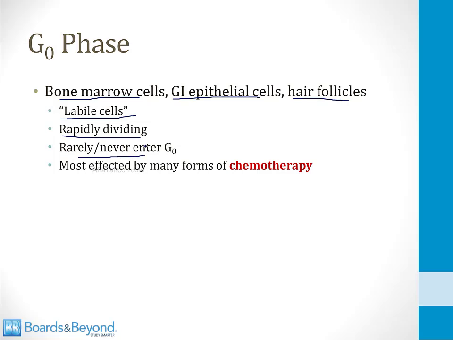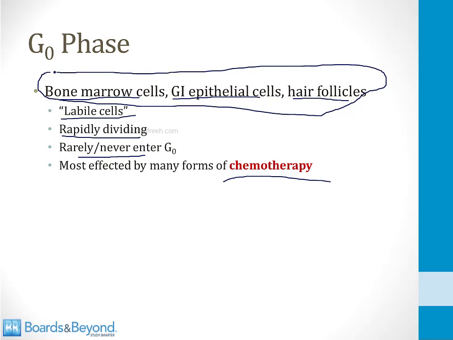And for this reason, these are the cell types that are most commonly affected by chemotherapy. In the hematology section, in the videos on chemotherapy drugs, I talk about these drugs which target rapidly dividing cells. This is helpful because they kill cancer cells, but these drugs also have adverse effects on these types of cells because they are rapidly dividing and are rarely in the G0 phase. And that's why side effects of many chemotherapy agents include bone marrow suppression, GI upset, and loss of hair.